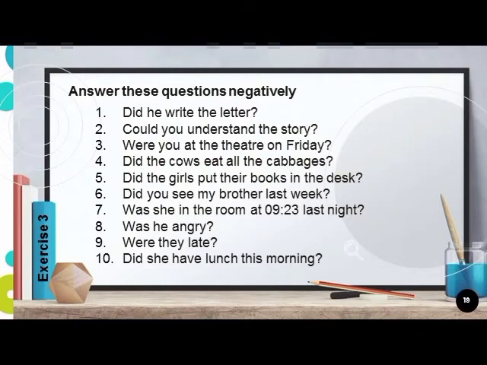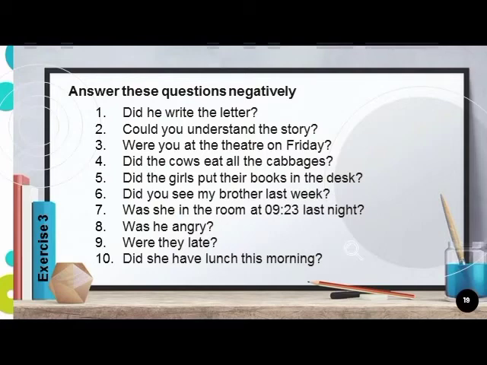3. Were you at the theater on Friday? The answer: no, I wasn't at the theater on Friday. Or, no, I wasn't. 4. Did the cows eat all the cabbages? The answer: no, they did not eat all the cabbages. Or, no, they didn't.